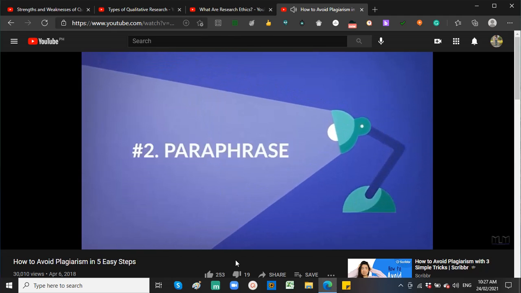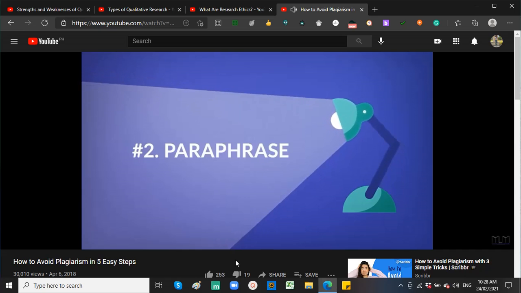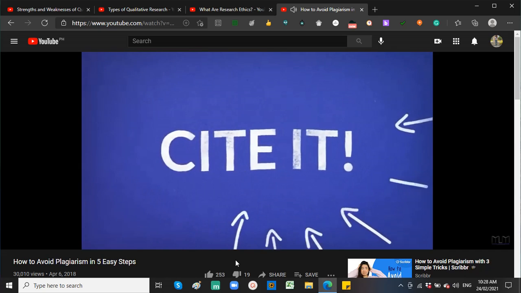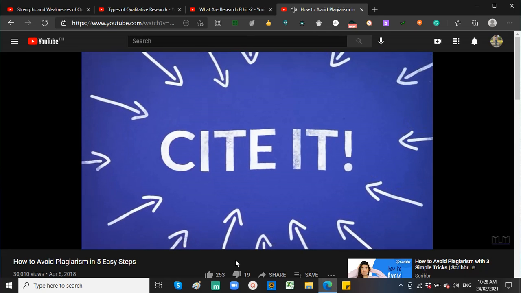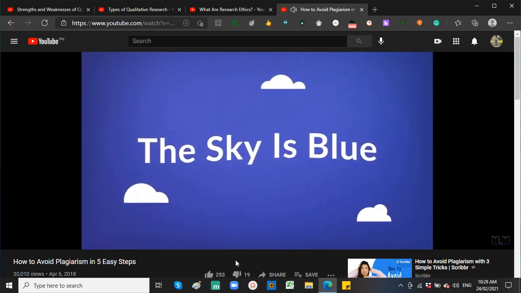Number 2. Paraphrase. When you're using information from a source, it's a good idea to put it into your own words. However, you still need to cite the source even though you're paraphrasing. Information that is common knowledge, for example, the sky is blue, does not need to be cited.